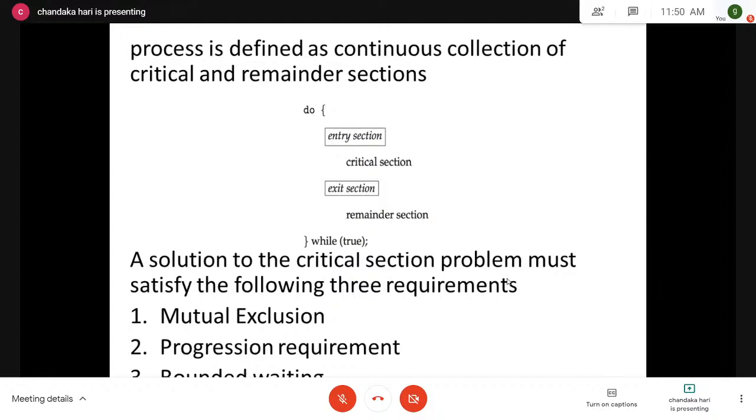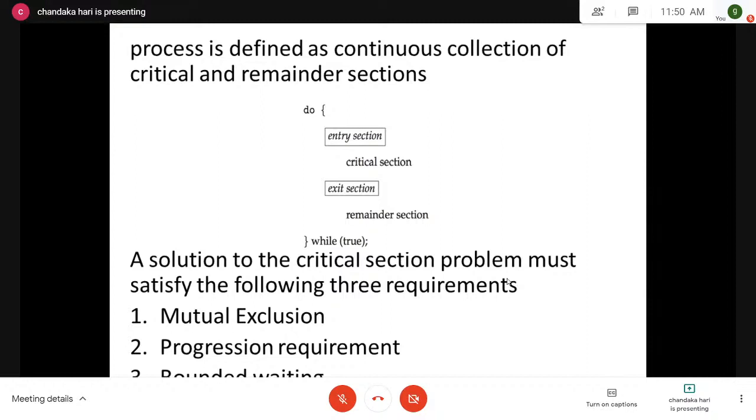Now, what are these three conditions? These are called the critical section conditions. Whatever solution you write for the critical section problem, that solution must satisfy the following three requirements. Coming to the first requirement, mutual exclusion. What is mutual exclusion? If any process is executing in its critical section, then no other process is allowed to execute in its critical section. The maximum number of processes allowed to execute in their critical sections is only one process at a time.